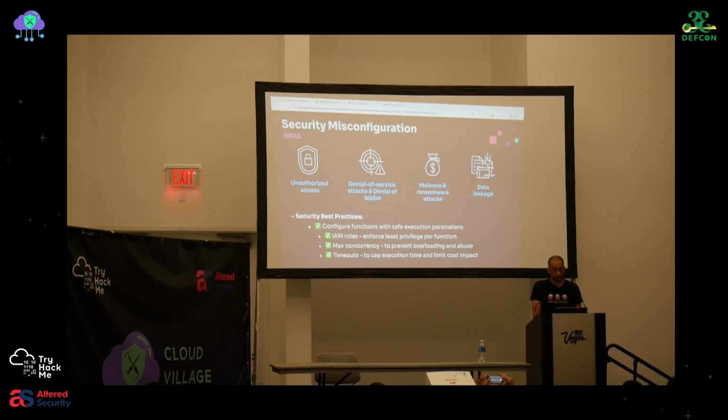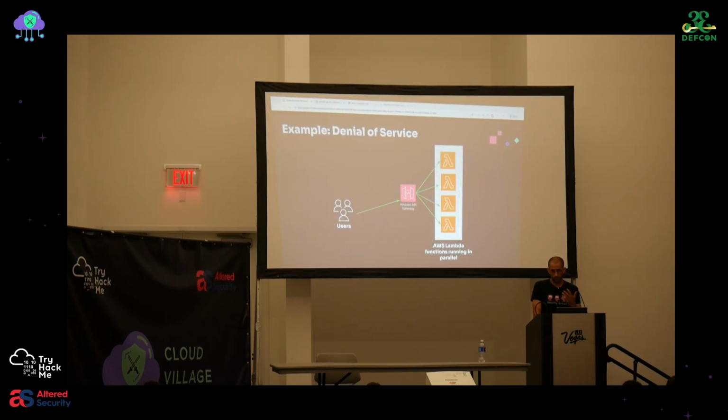To prevent that, in addition to the IAM role configuration, we recommend defining max concurrency. So you can prevent an overload and abuse of your platform. Or timeouts. For example, you can limit your Lambda function to 5 minutes, 10 minutes, and by that you cap the execution time it will use. Let me just give you one example that we saw.